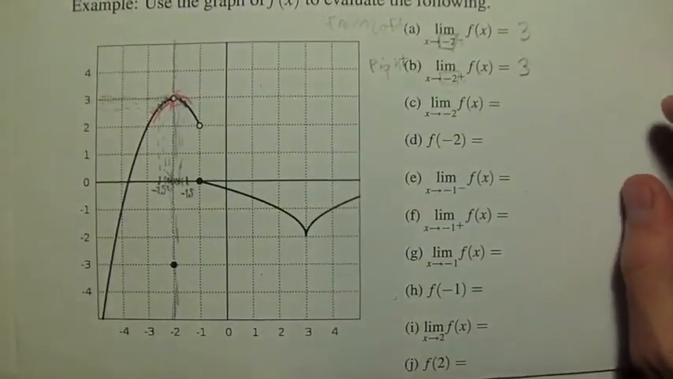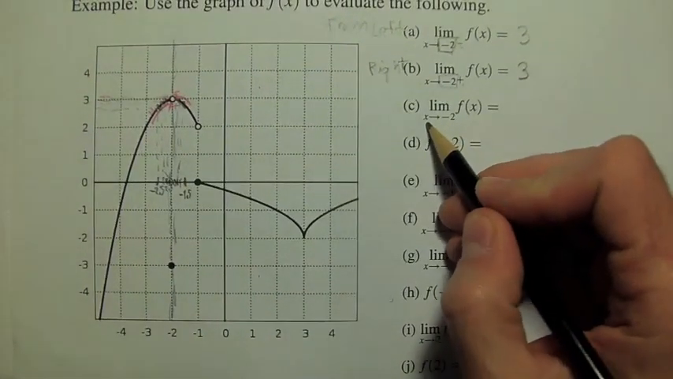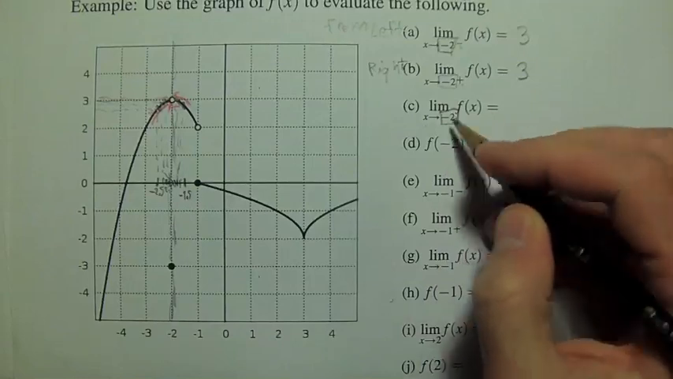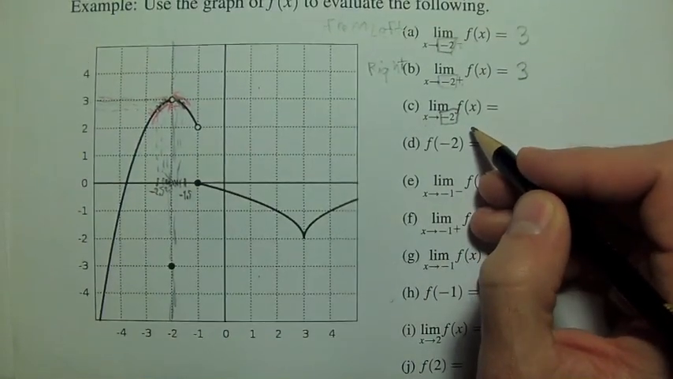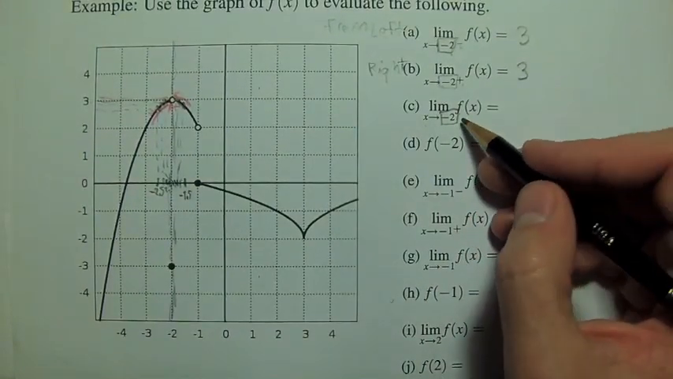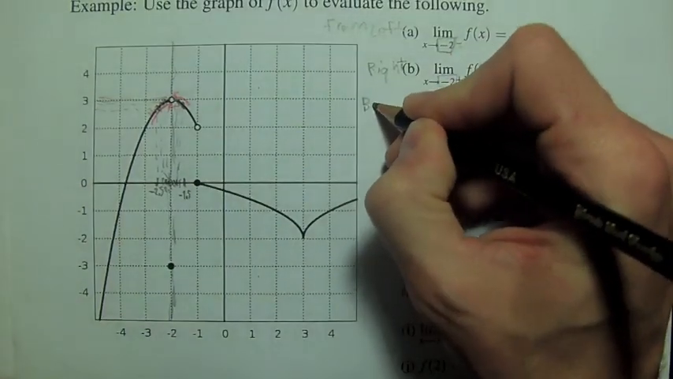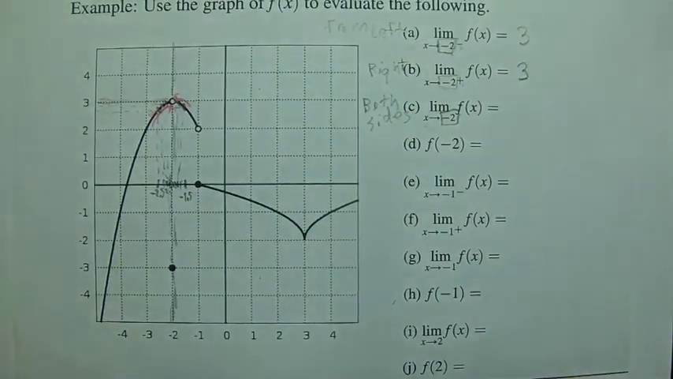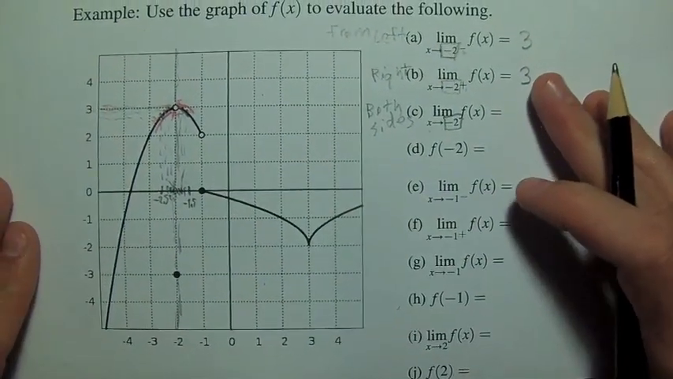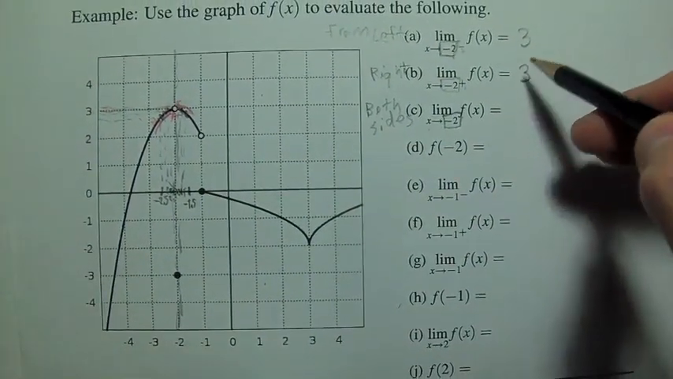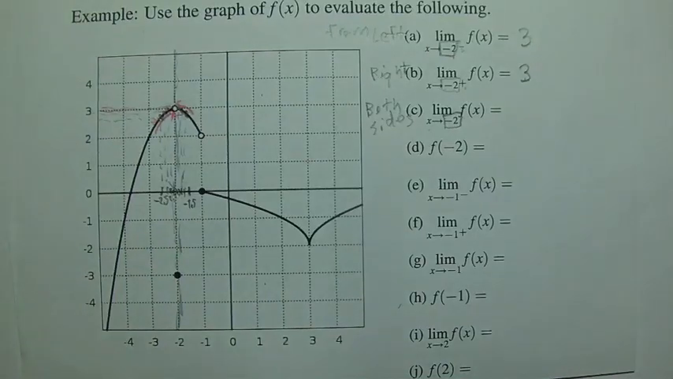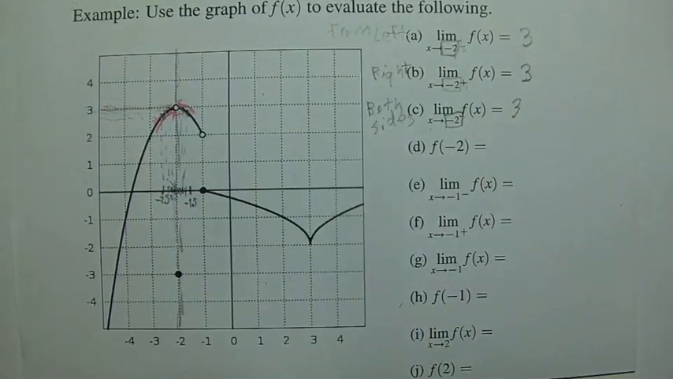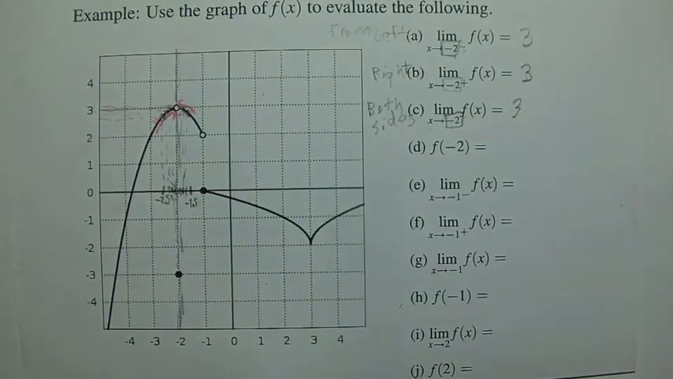Okay, so for the next bit, now it asks the limit as x goes to -2, and it doesn't give us a direction, right? No direction. So that means from both sides. So from both sides, well, from the right, it was going to 3. From the left, it was going to 3. They match. Therefore, the two-sided limit is also 3. Okay.